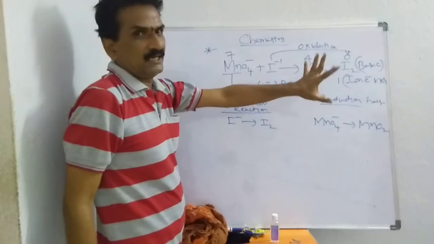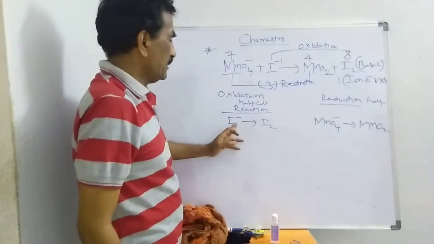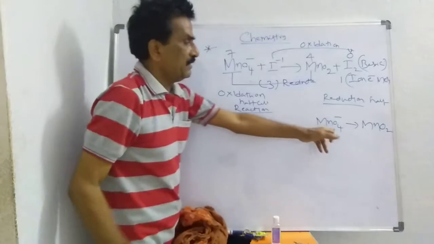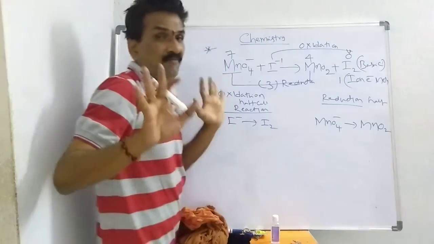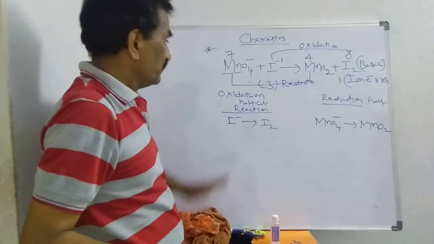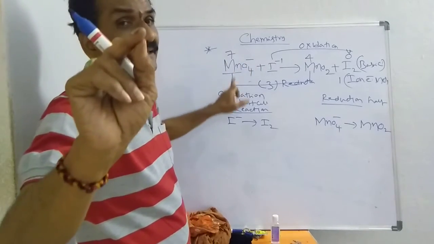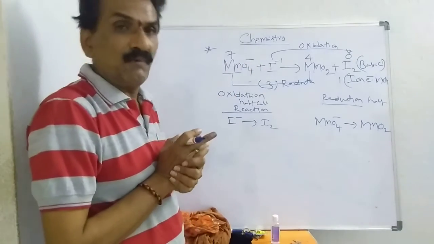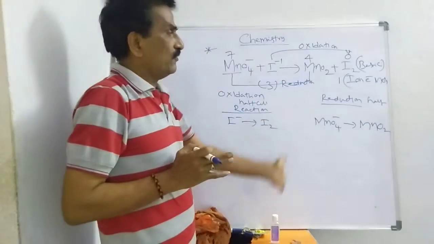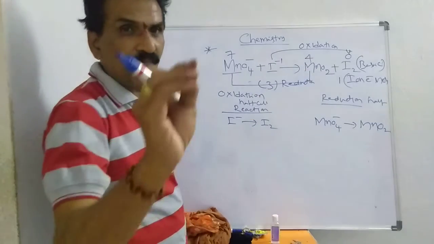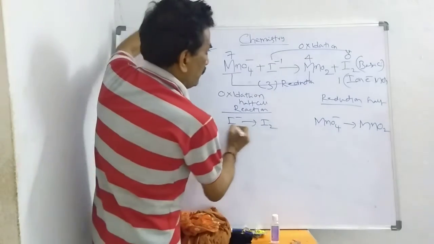Oxidation half-cell, reduction half-cell. Okay. I minus to I2. So, MnO4 minus to MnO2. First of all, what we have to do? Identification of oxidation number carries 1 mark. Division of oxidation and reduction half-reactions carries half mark. Please note it. I minus to I2.